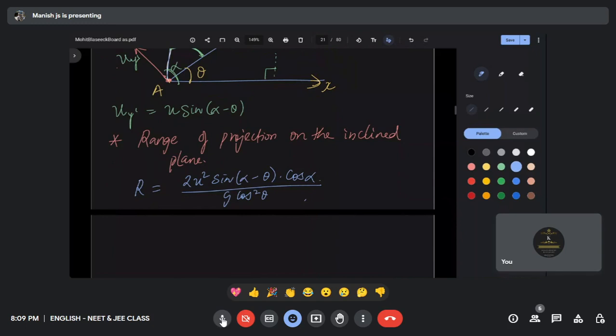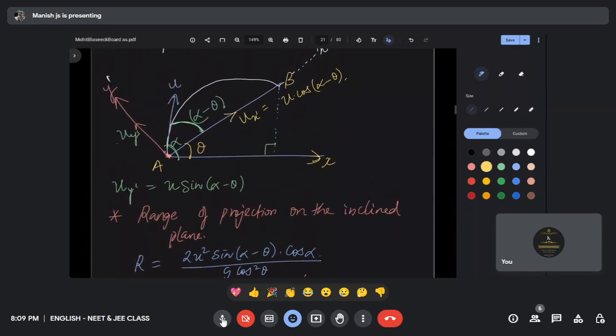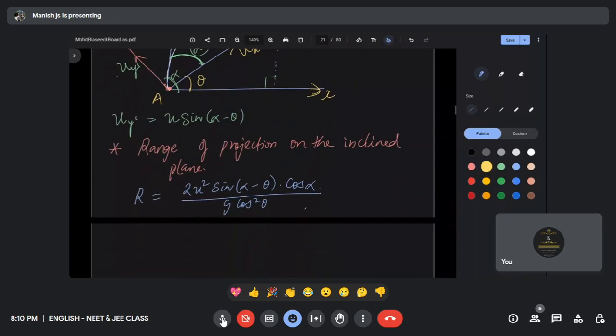This is the formula we are going to use on problems pertaining to projectile motion happening on an inclined plane having an angle of inclination theta. This formula is very, very important for us. You can directly use it whenever you have situations where projection is happening on the inclined plane.